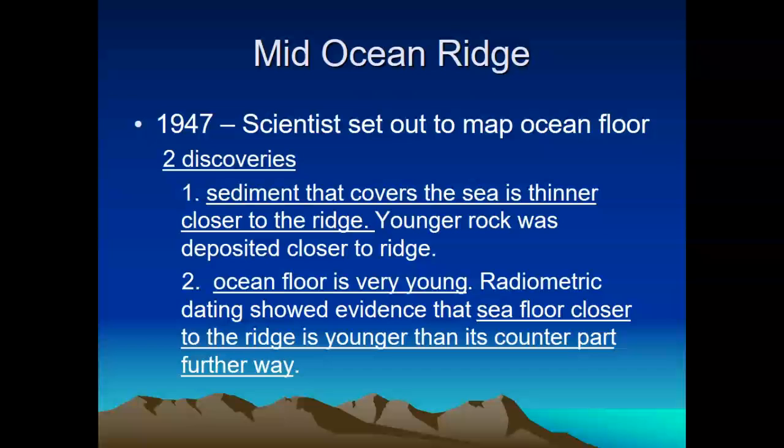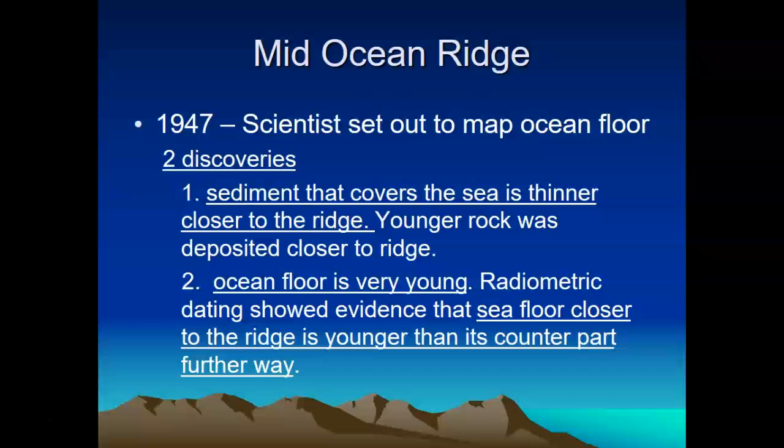The significance of this is that they actually found a couple of pieces of information that were highly, highly important. The first one is that the sediments that cover the sea are thinner closer to the ridge, meaning that as they got closer to this ocean ridge, they noticed that the sediment was thinner. And that's because there is a crack there that is creating new crust. So by the mid-oceanic ridge, new crust is being created.